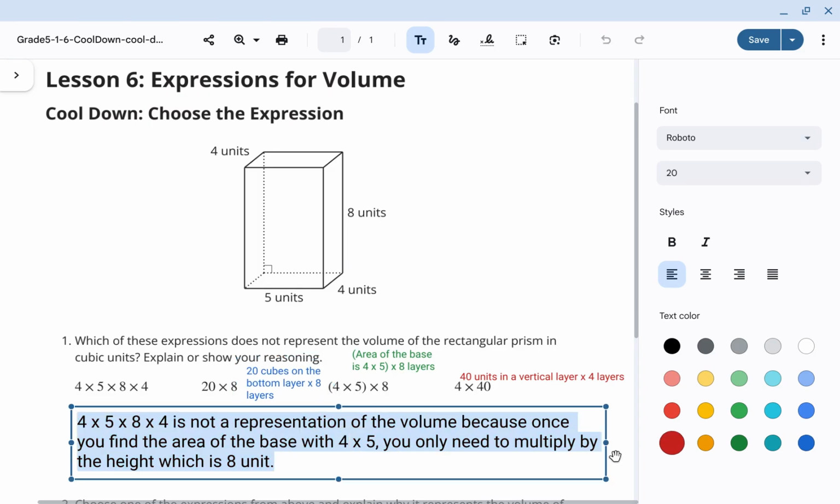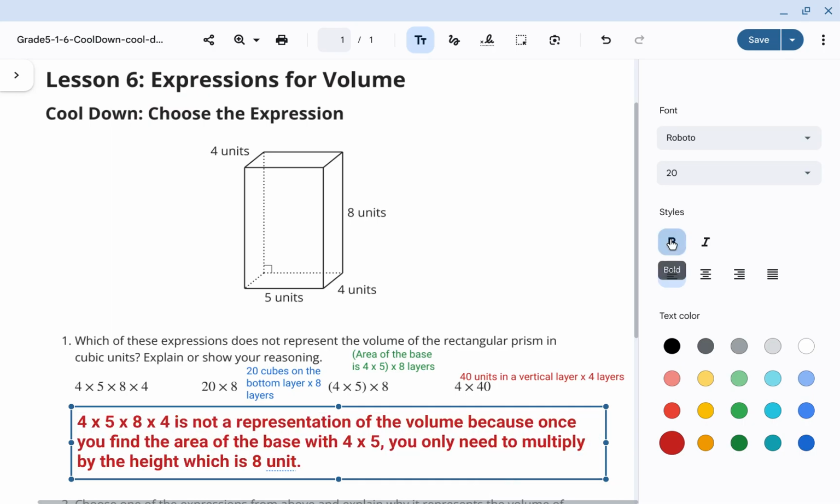But let's be clear, what we have right here, what I just highlighted, that is the actual answer for number 1. The other ideas that are now kind of chicken scratch around the expressions were just our thinking for the ones that do work and how we saw that in the particular prism. But this is our answer for number 1, what I have just put in bold letters.